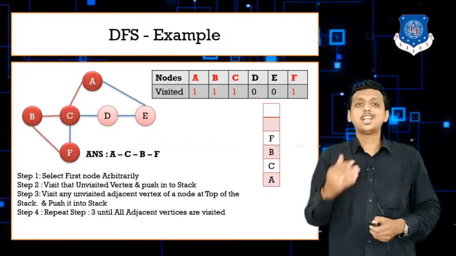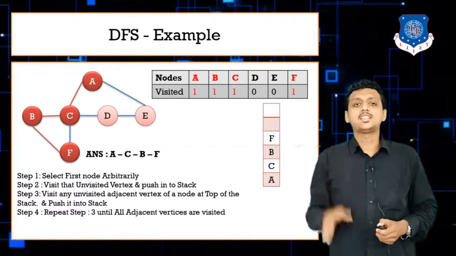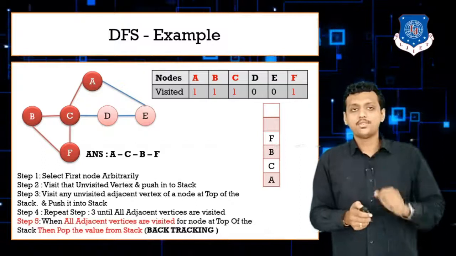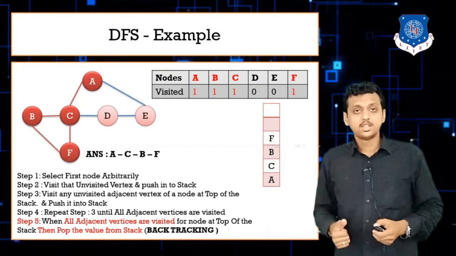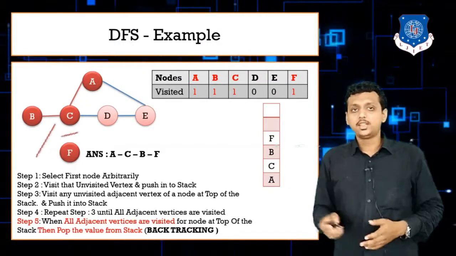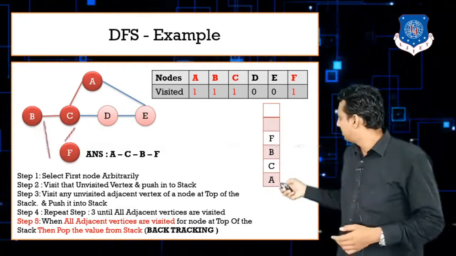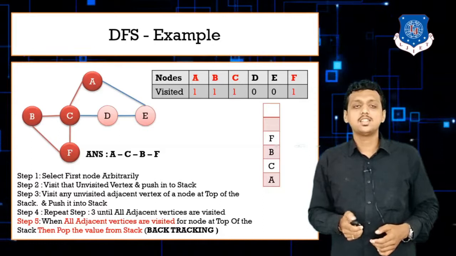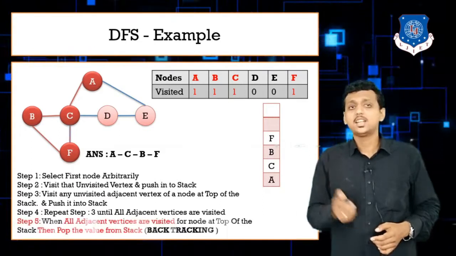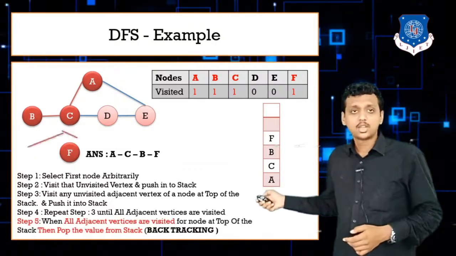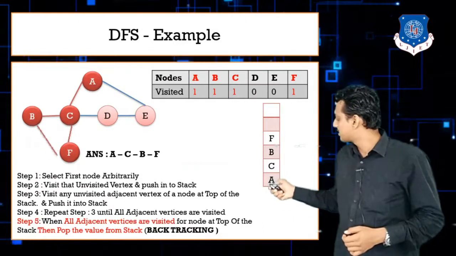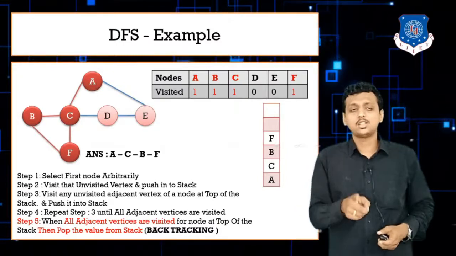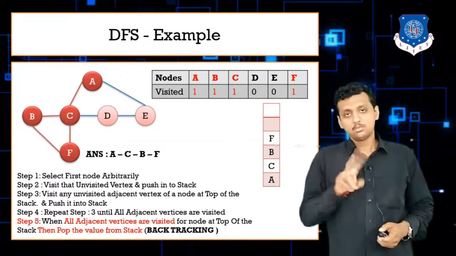Now let's move further and check the adjacent nodes of F. See step number 5. You reach a point where the swinging arrows show that all adjacent vertices of F are visited. I'm highlighting it like this. All adjacent nodes of F are visited, because the adjacent nodes are C and B, and both are visited.